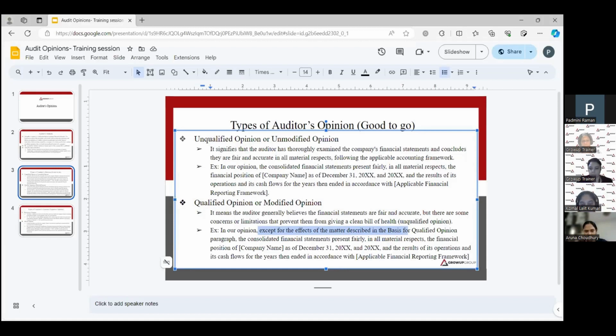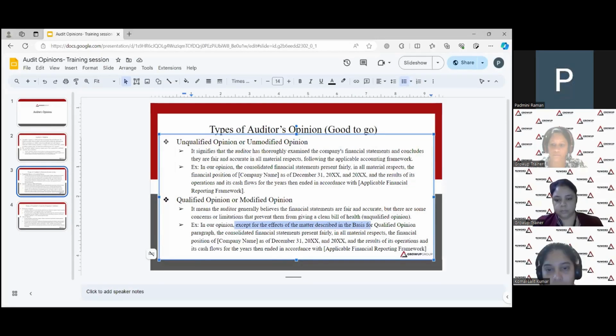The company may not be maintaining everything properly, but there may be discrepancies with the auditors or with the management, or the accountant may have accounted in a wrong way, or the accounting policy chosen was wrong. Such things may make the auditors go for a qualified opinion. So it's always good to see what they have mentioned, that except for these factors, everything is good.